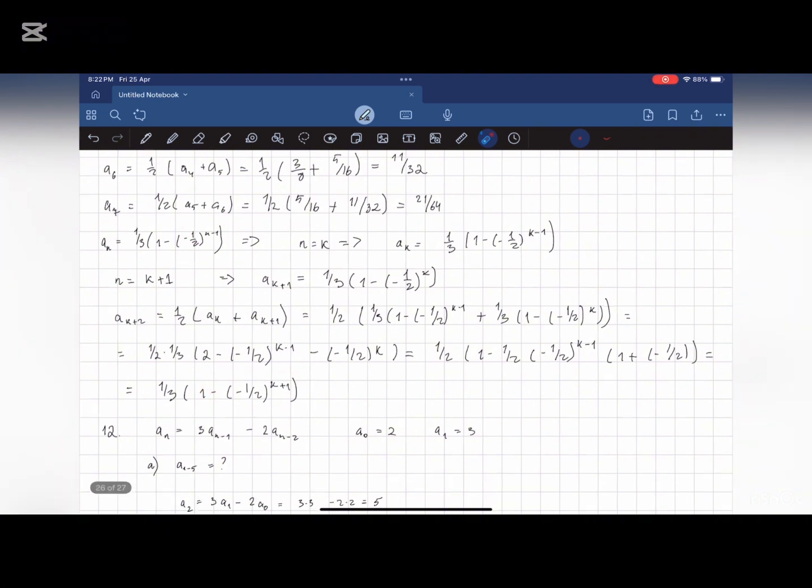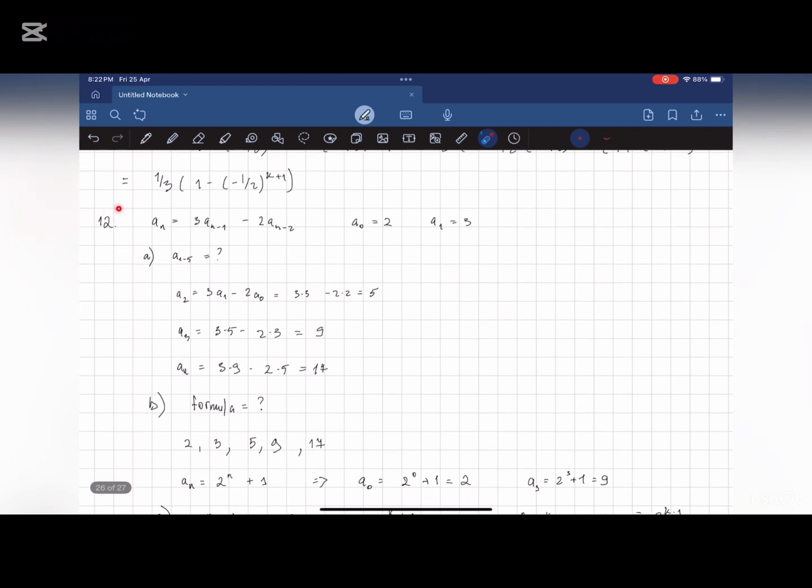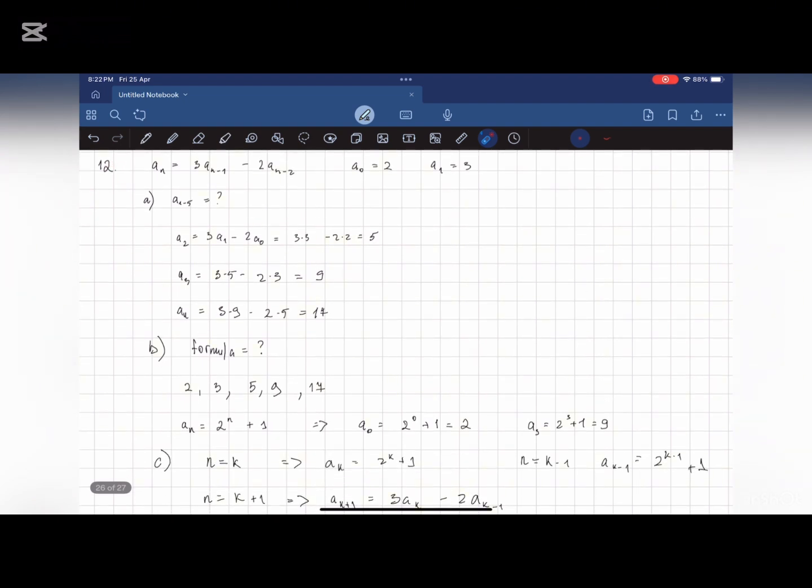So yes, the next one, it's exercise 12. So in this exercise we have a, b, c, d, okay, and the sequence is given by a_n equal to 3 multiplied by a_(n minus 1) minus 2 multiplied by a_(n minus 2). So the sequence is also given a0 equal to 2, a1 equal to 3.